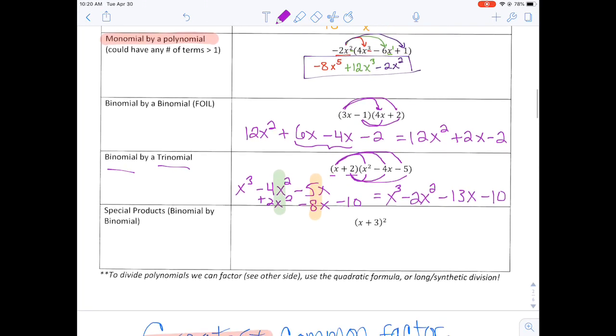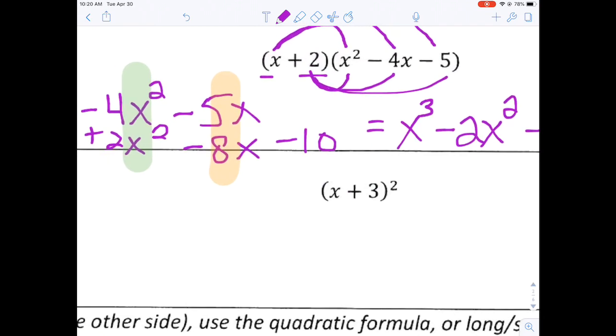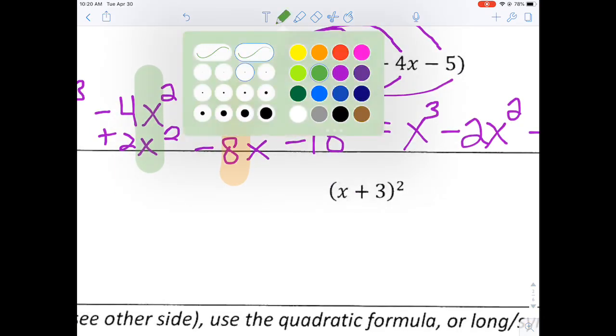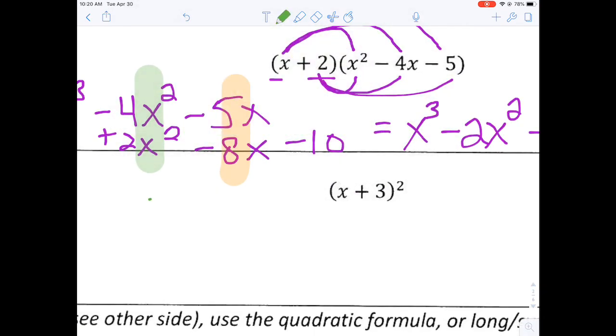All right. So that leads me into this special product here, which is x plus 3 squared. So this is what we're going to focus on today. So when you see x plus 3 squared, what that really means is that we want to write x plus 3 times itself, or we're going to write it twice. So x plus 3 times x plus 3, that's what this really says.